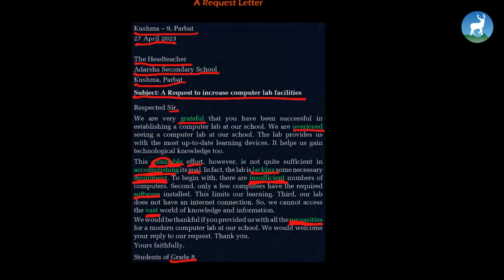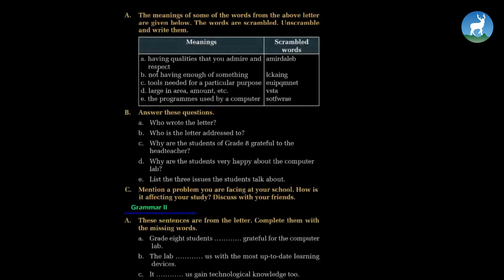Now let's dive into the exercises given to us. Now let's go into the exercise. The first exercise that we have been given is: the meanings of some of the words from the above letter are given below. The words are scrambled. Unscramble and write them. So in the first column we have been given the meanings and the second column has scrambled words. When we unscramble the words, we would be finding the words whose meanings have been given in this column.